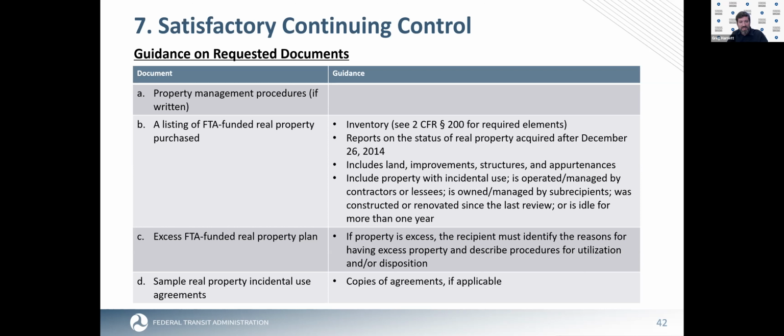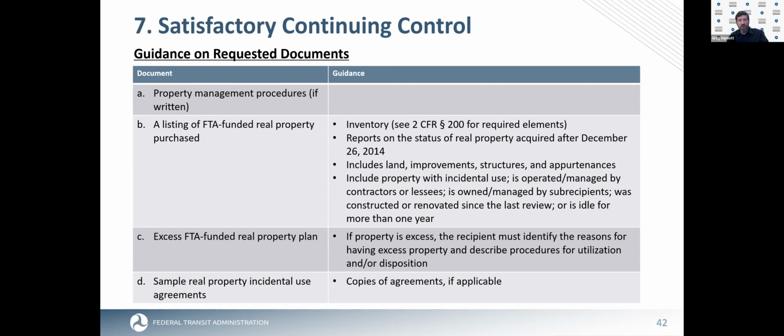Moving on to item C, the RIR, if you are in this position, is asking for an excess FTA funded real property plan. So if you have excess FTA funded real property, you have to identify the reason why you have this excess property. And then with kind of a look towards the future, you should also describe your plan for either fully utilizing this facility, or perhaps maybe the best alternative is to dispose of the facility. So this would all be wrapped up in your excess FTA real property plan.